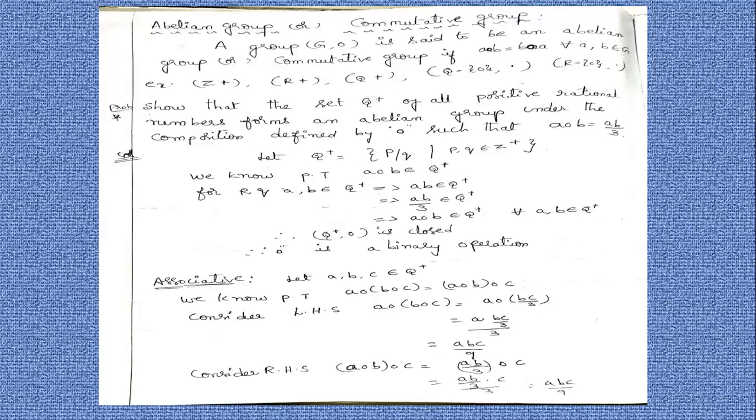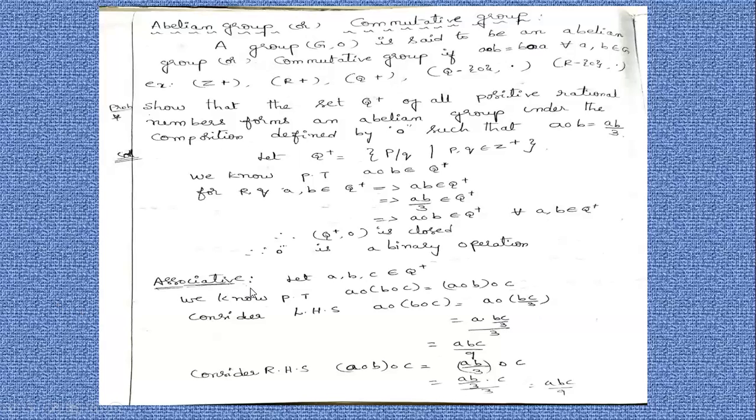A circle B belongs to Q plus for all a, b belongs to Q plus. Now we are taking a, b belongs to Q plus implies ab belongs to Q plus, since the product of two rational numbers is also a rational number. Therefore, ab belongs to Q plus implies ab by 3 belongs to Q plus. Already we have defined that a circle b equals ab by 3. Therefore, ab by 3 equals a circle b belongs to Q plus. Therefore, Q plus circle is closed, and therefore circle is a binary operation. Are you understood, students? Next, we are moving to associative.